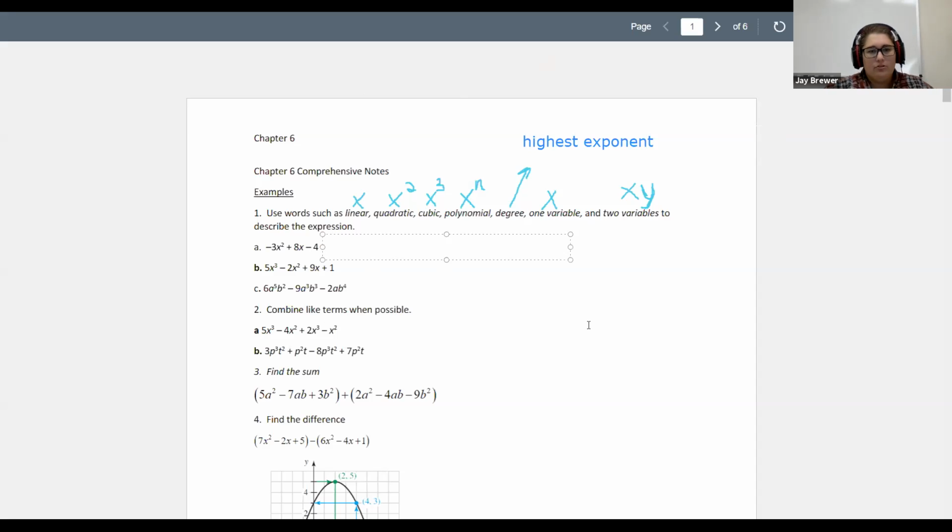All right, so if you guys look at 1a, it's negative 3x squared plus 8x minus 4. Using the terms that we just briefly went over, how would you describe this function? What words would you use? Quadratic.